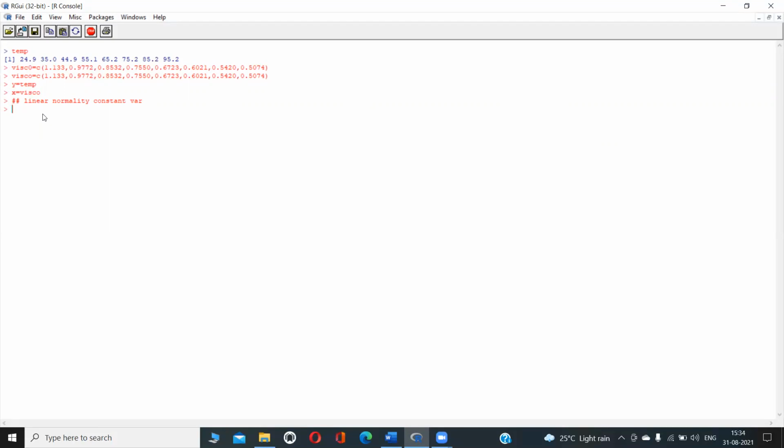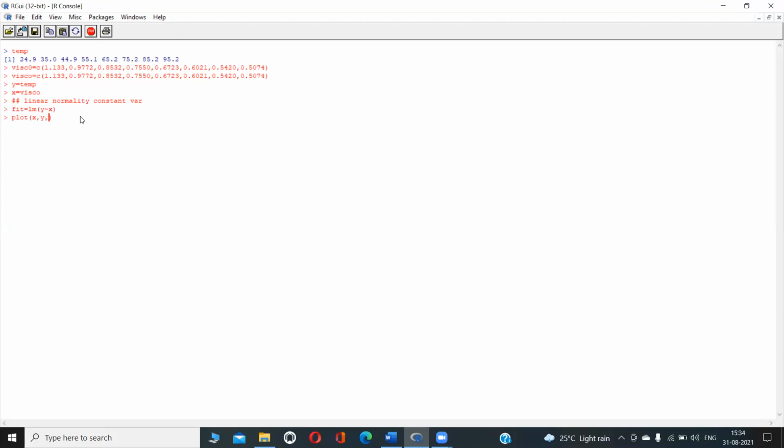For the linearity assumption, whether these two variables have a linear relation or not, we are going to plot the scatter diagram. To do that, firstly we need to fit the model. So fit is equal to lm, with our y variable. This is the simple regression command that we use. Now plot. We want to see through the scatter plot whether our variables have a linear relation or not. So we mention x and y.